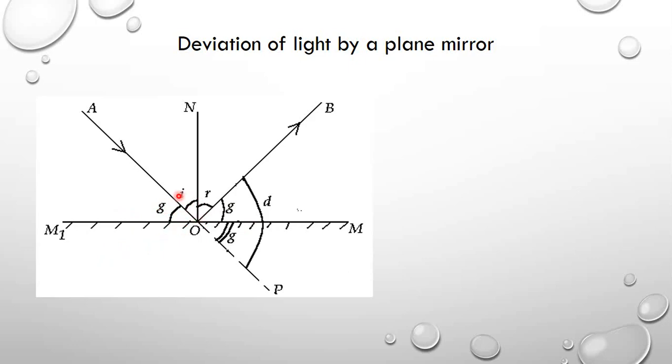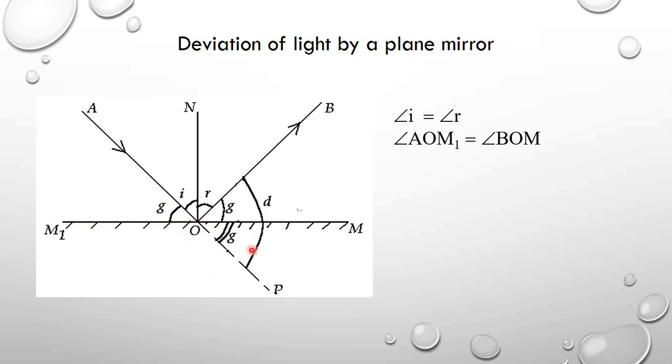And we also know that this I and R are equal, because from the laws of reflection, I and R are equal. Now, since those two angles are equal, it also implies that the angle AOM1 is equal to the angle BOM. And also, the angle AOM1 is equal to the angle MOP, because they are vertically opposite.